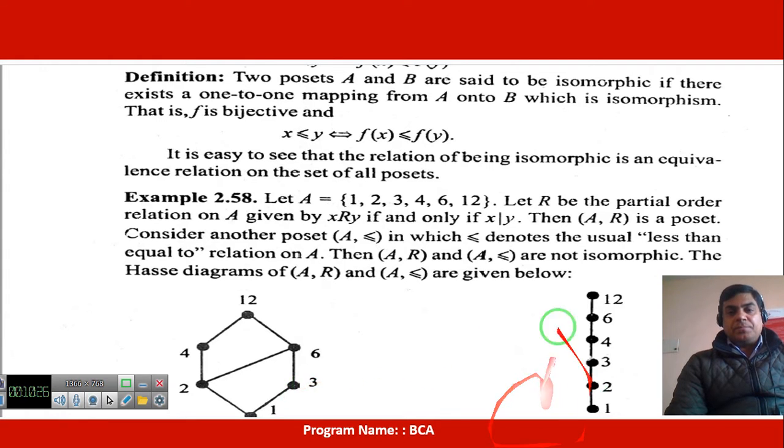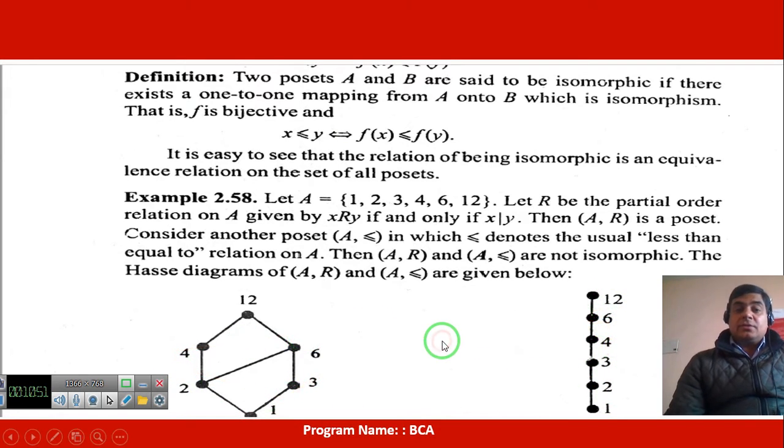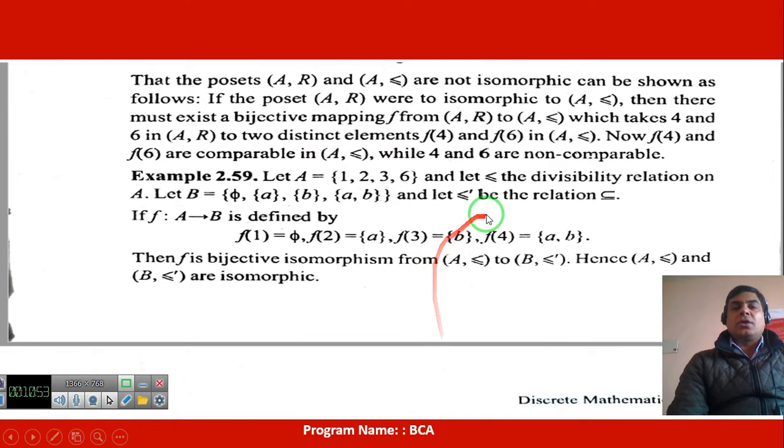But in this diagram 2 and 3 are comparable, because in this set we are using the less than or equal to relation. So 2 is less than 3, 3 less than 4, 4 less than 6, 6 less than 12. So they are comparable. 2 and 3 are comparable in this set, but in this set they are not comparable. 4 and 6 are comparable here, 4 and 6 are non-comparable here. That's the reason they are not isomorphic.